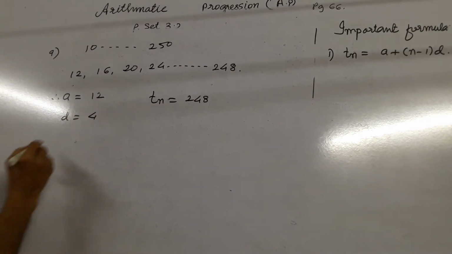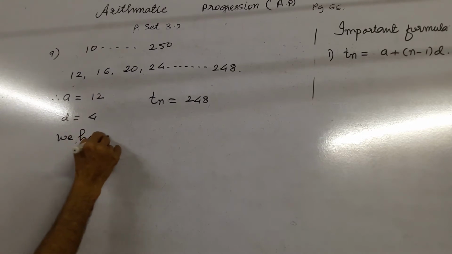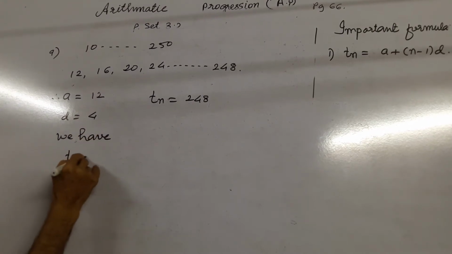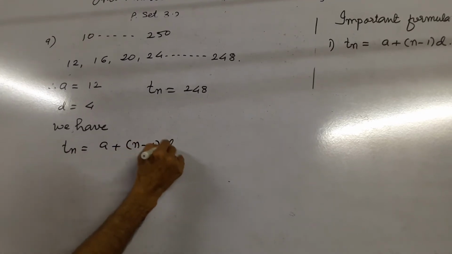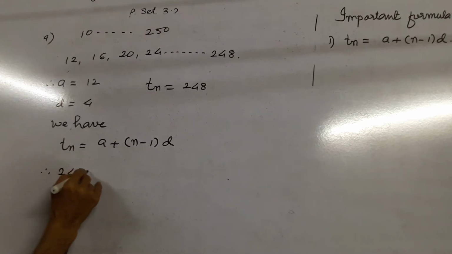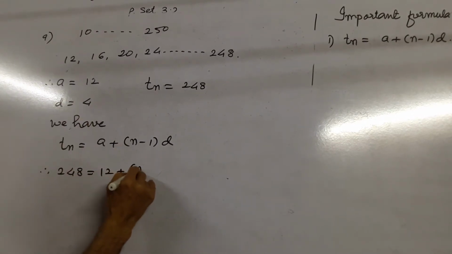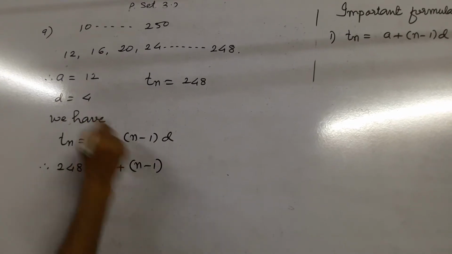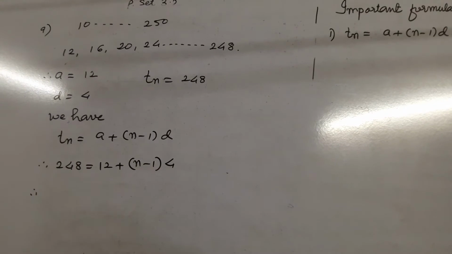So let's use the formula. Tn equal to a plus (n minus 1) d. So Tn is 248, which is equal to a is 12 plus (n minus 1), we do not know n, write as it is, and d is 4, so write as it is, no need to keep in bracket.